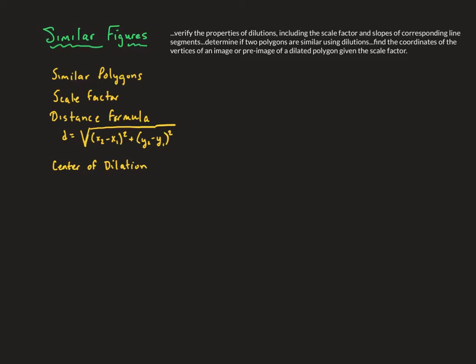but we maintain the same angle. And so in doing so, we want to be able to verify the properties of dilations, including the scale factor and the slopes of the corresponding line segments, and determine if two polygons are similar by using dilations. Find the coordinates of the vertices of an image or pre-image. So again, we want to be able to move forward and back via image or pre-image and find out where it originated from, or where we are dilating to.